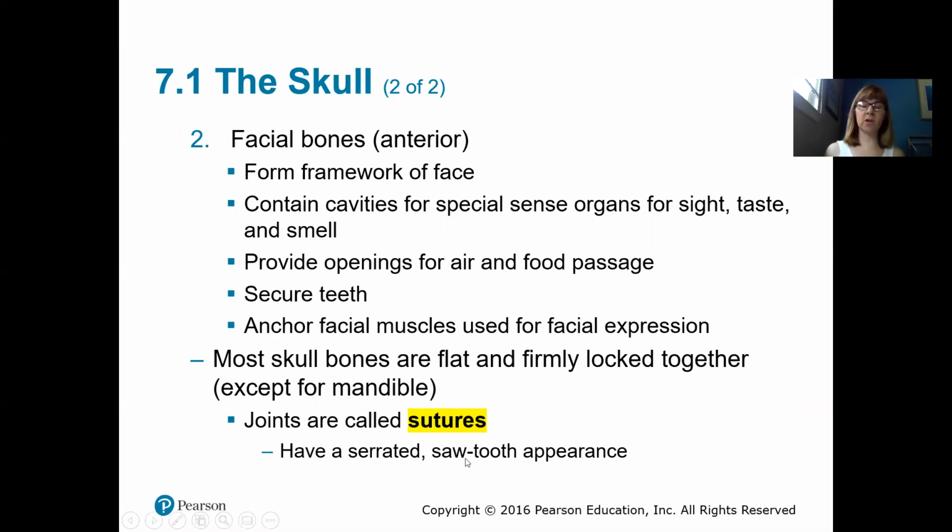So there's joints, and all the joints are held together with those sutures. And remember, they have that sawtooth appearance. So we looked at that in the last chapter. So those joints are sutures, and most of the bones are going to be flat, except for the mandible. That would be called irregular.